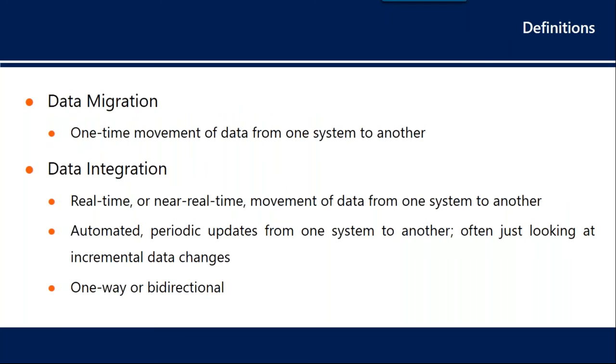The content today will be talking about data integration, so some various types of data integration in general to do with Microsoft Dynamics CRM, both CRM Online and CRM On-Premise. Data migration is the movement of data from one system to another, usually a one-time data migration, whereas data integration could be an ongoing movement of data from one system to another. It could be real-time, near real-time, periodic, could be one-way, could be bidirectional.